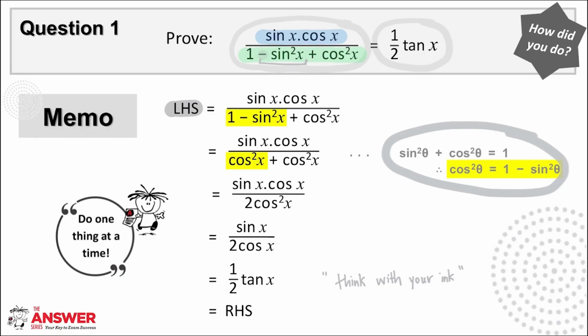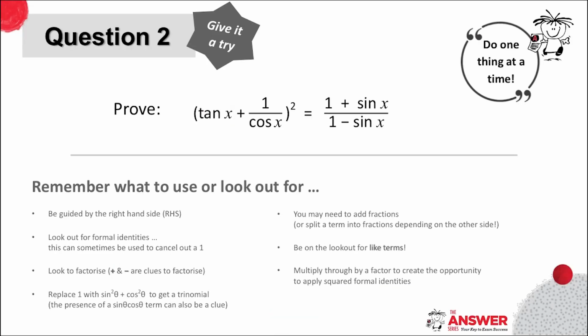In this case, as we write in cos squared x, we see there are now like terms in the denominator. Adding these gives us a clearer picture of heading towards the right-hand side. Simplify by cancelling cos x, and you are left with sin x over 2 cos x. Sin over cos is tan, and so we can write this as a half tan x, which is the right-hand side. Let's go straight into the next question.